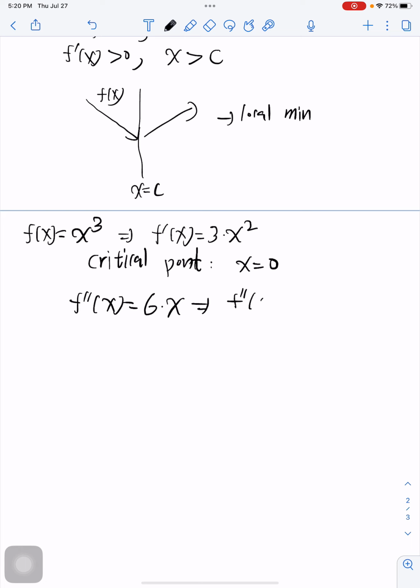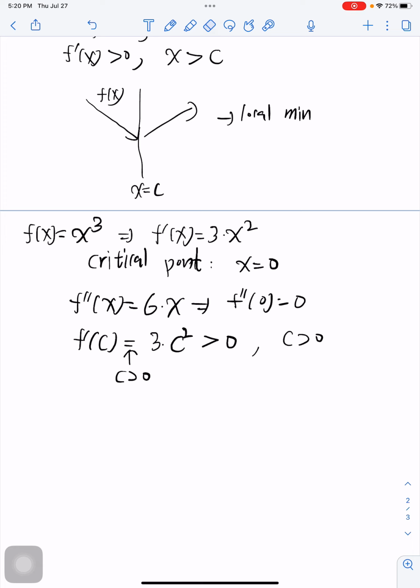And the second derivative at the critical point, 0, equals 0. So we have arrived at the inconclusive situation, right? Okay, so how about f prime of c when c is greater than 0? So you substitute a positive c here, you have 3 times c squared, which is greater than 0. And also, f prime of c is greater than 0 for c less than 0, right?